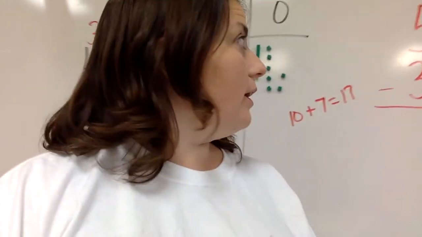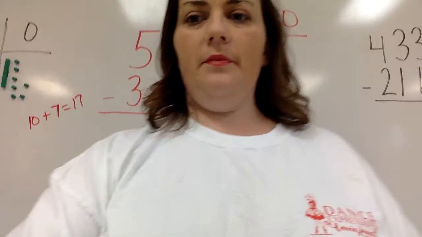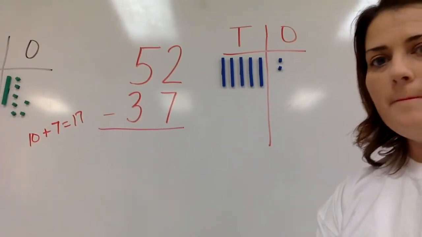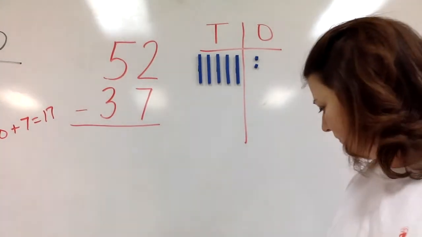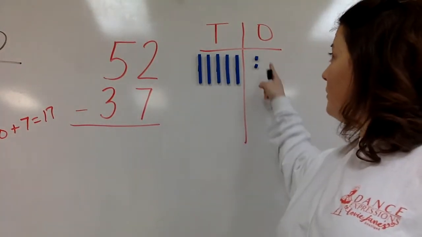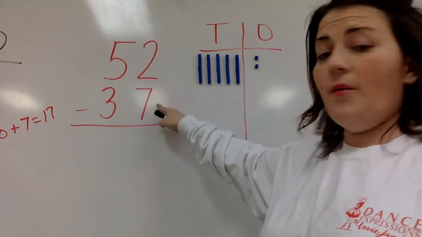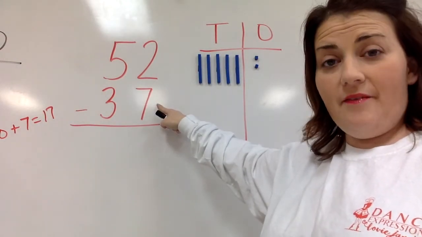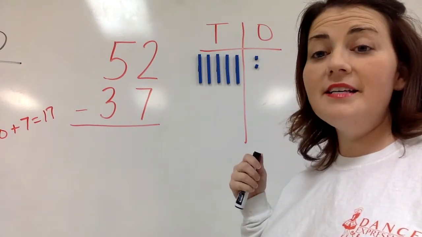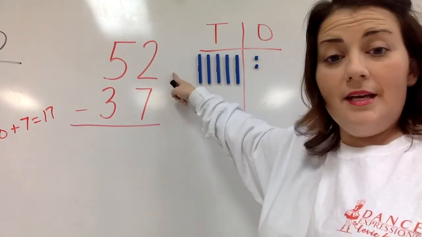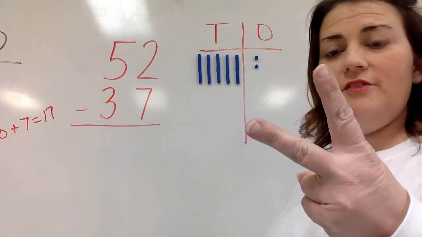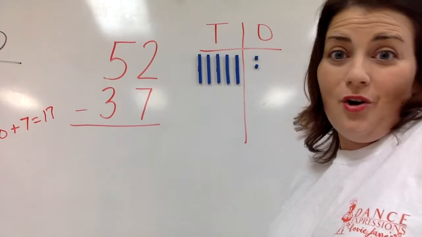Okay, now we're going to look at our next problem. It's going to be 52 minus 37. We're going to start with the ones. We will have 2, and we want to take away how many? 7. Can we do that? No, we cannot, because 2 is less than 7. That's right. If you have 2 of something, you can't take 7 away because you don't have enough.